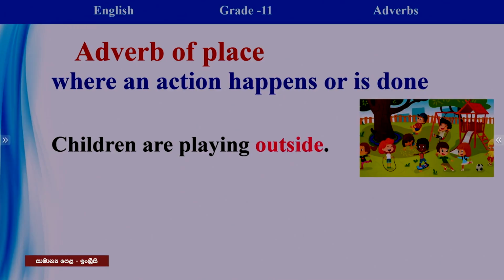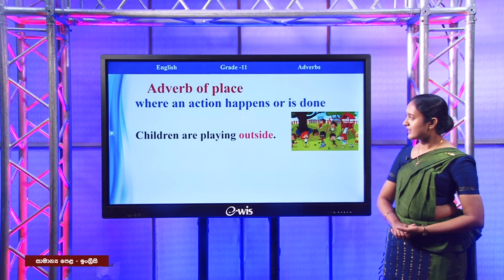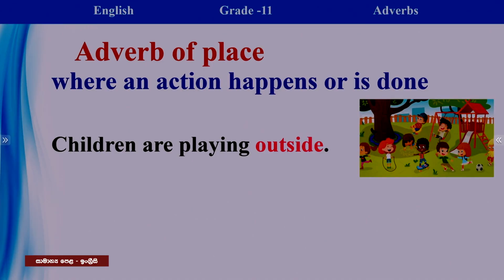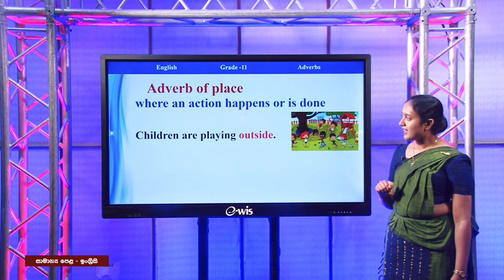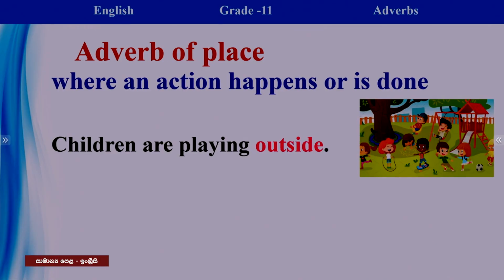Adverb of place tells you where an action happens or is done. In other words, it answers the question where something happens. Look at the picture. Children are playing outside. Now, where are these children playing? They are playing outside. So, this word outside tells you where these children are playing. So, we call it an adverb of place.